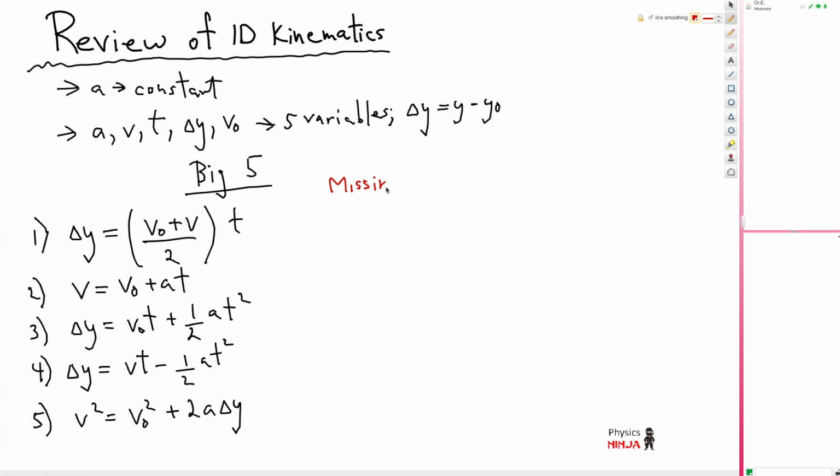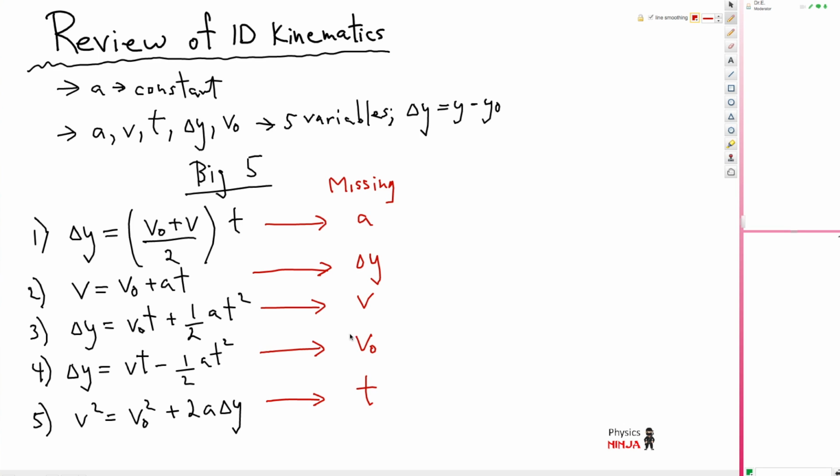Okay. So let me just highlight that for a second. In the first equation, there's no acceleration. In the second equation, there's no displacement. In the third equation, there's no velocity. Fourth equation, there's no initial velocity term. And in the last equation, there's no time.